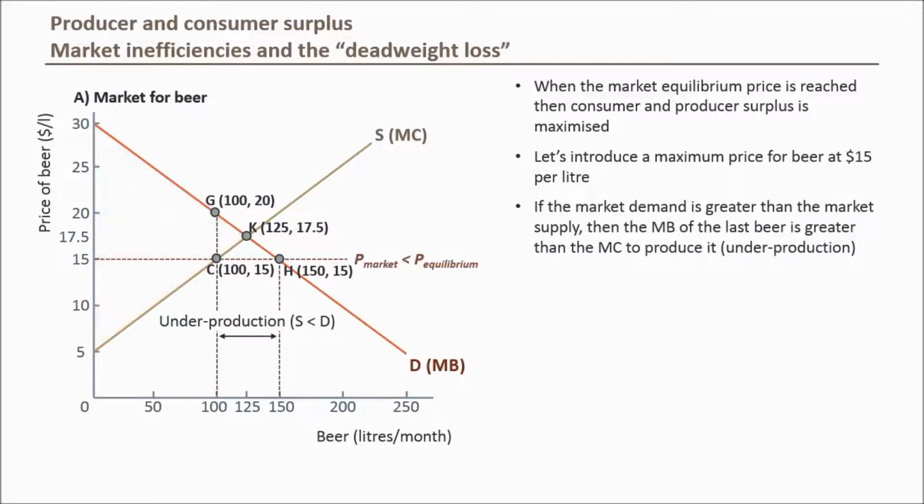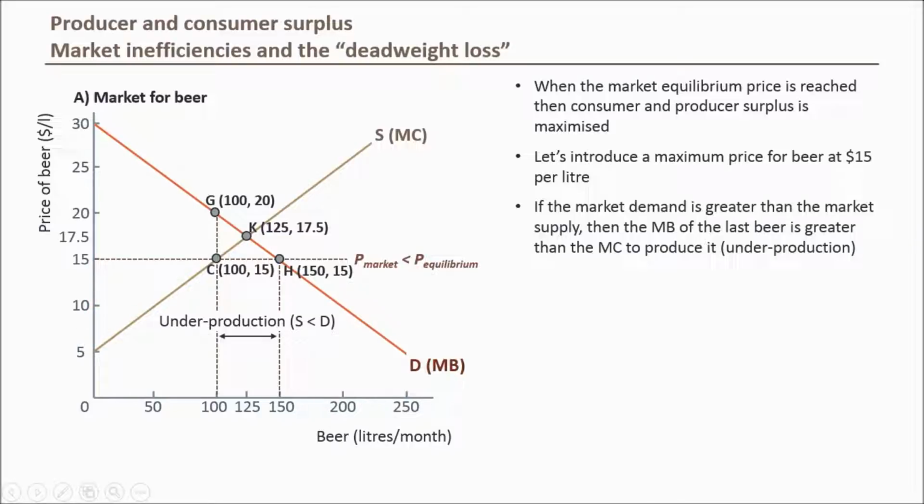Let's now calculate the new consumer and producer surplus values to investigate how efficient the market is now that a price ceiling has been introduced. To do this, all we need to do is calculate the area underneath the demand curve and above the price level for consumer surplus, and the area below the price level and above the supply curve for producer surplus.